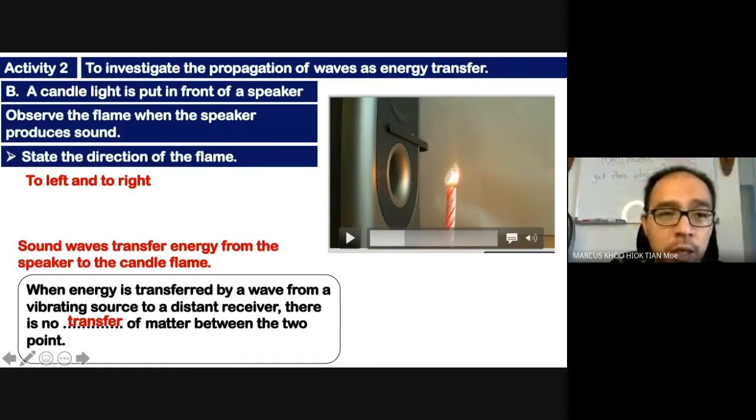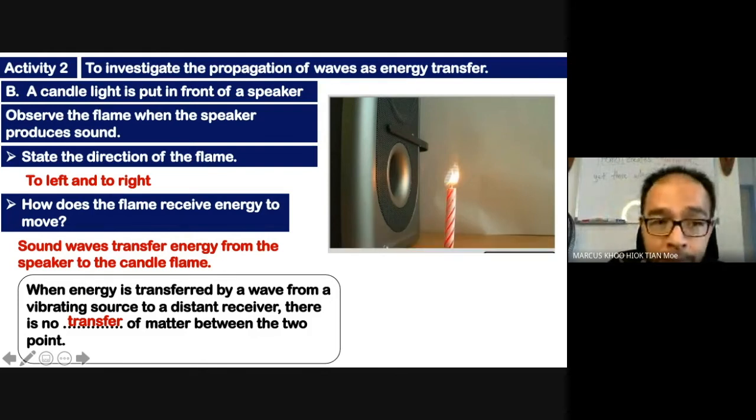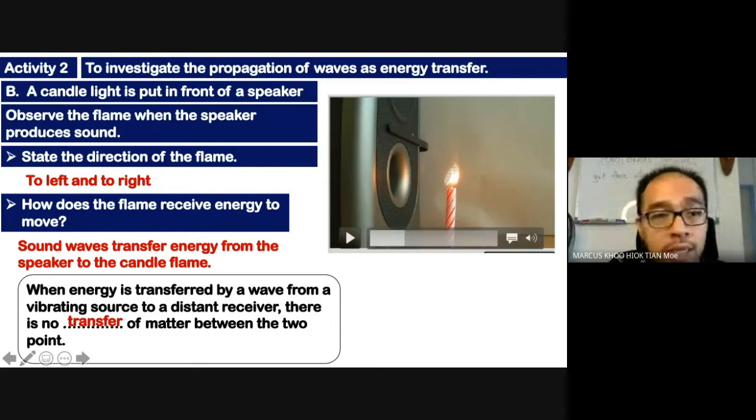Observe the flame when the speaker produces a sound. The direction of the flame seems to move from left to right. How does the flame receive the energy to move? Sound waves transfer energy from the speaker to the candle flame. When energy is transferred by a wave from a vibrating source to a distant receiver, there is no transfer of matter between the two points. It's just the transferring of energy.